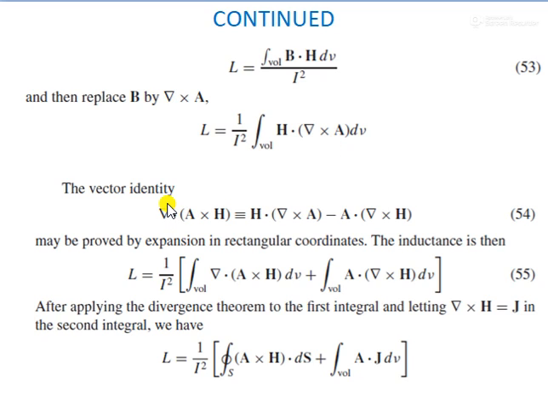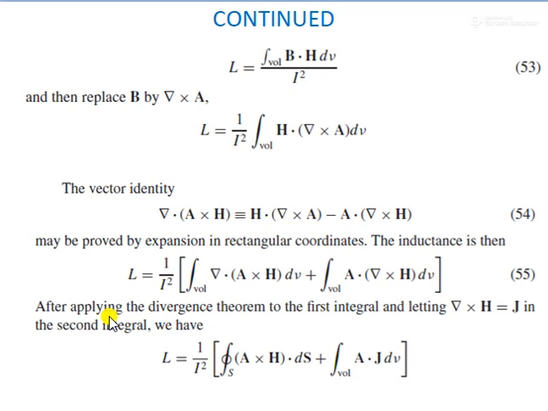The vector identity, del dot (A cross H) is equal to H dot del cross A minus A dot del cross H, may be proved by expansion in rectangular coordinates. So the inductance is then L is equal to 1 by I squared, integration over volume of del dot (A cross H) dV plus integration over volume of A dot del cross H dV. Using this vector identity, I can write the above equation like this.